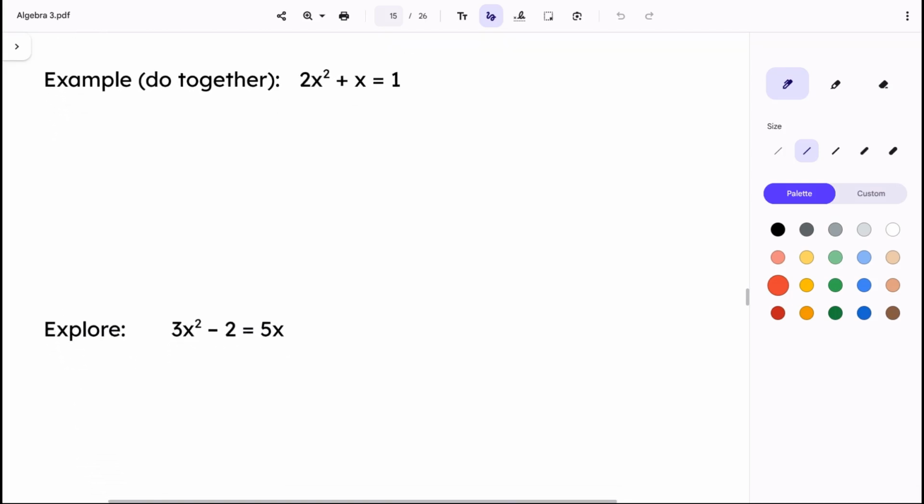So if we look at this first one, it says 2x squared plus x equals 1. I want to get it to equal 0 first. So I need to move that 1 over to the other side. So I'm going to do that by subtracting 1. So I'm going to rewrite this equation. So it says 2x squared plus x minus 1, and now it says equal 0. How are we going to have to factor this kind of problem? Can we do the shortcut method for this one?